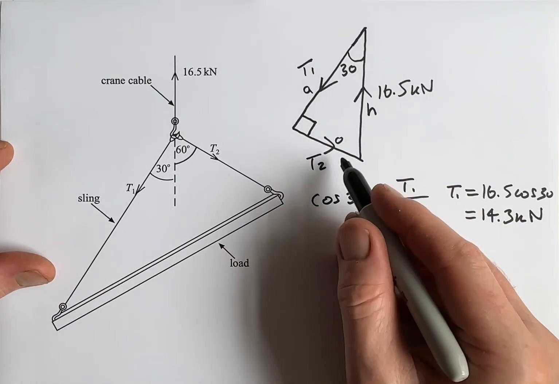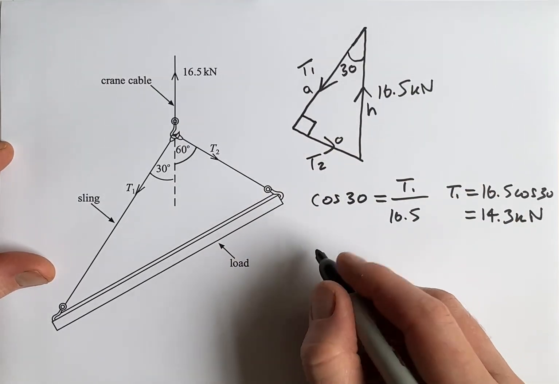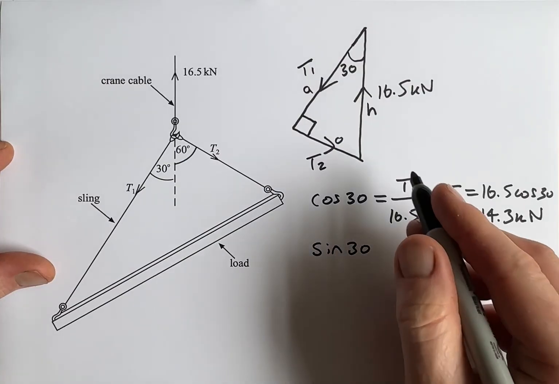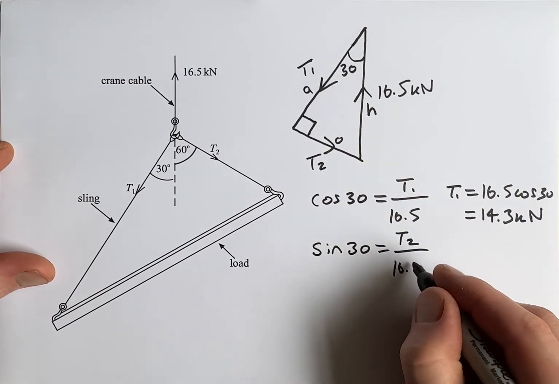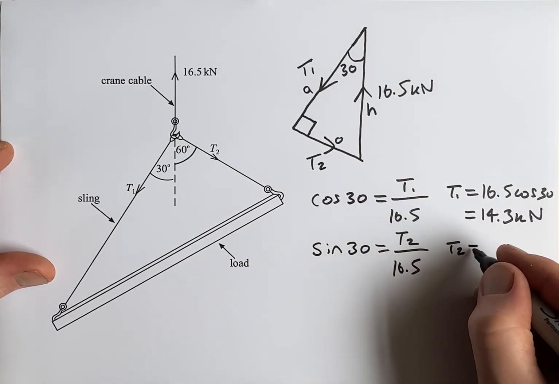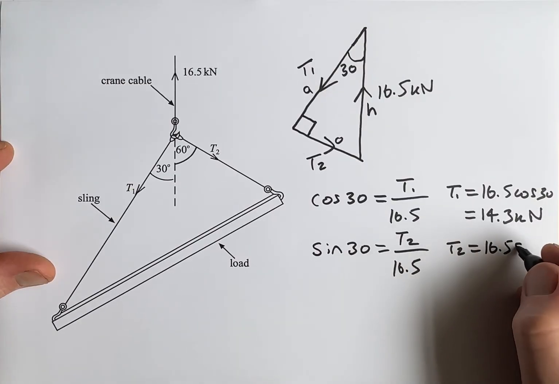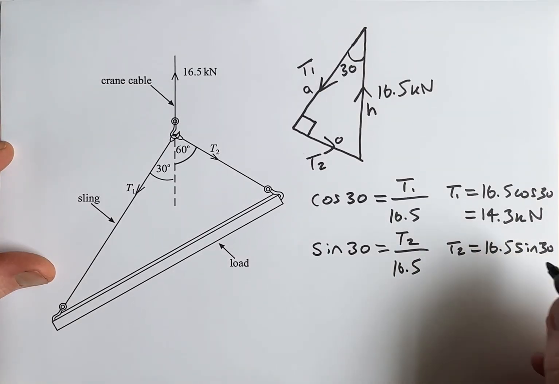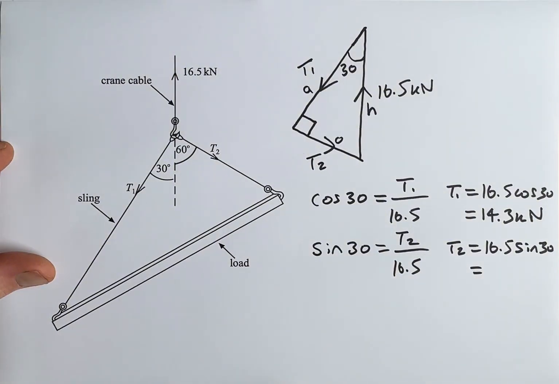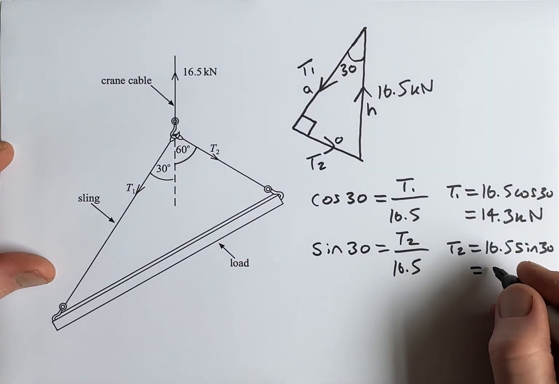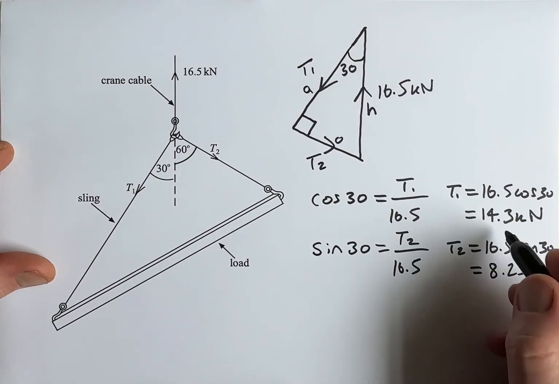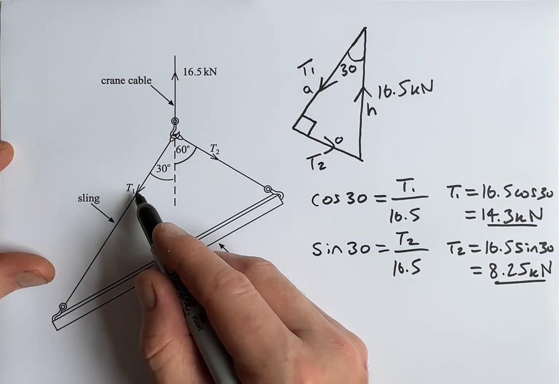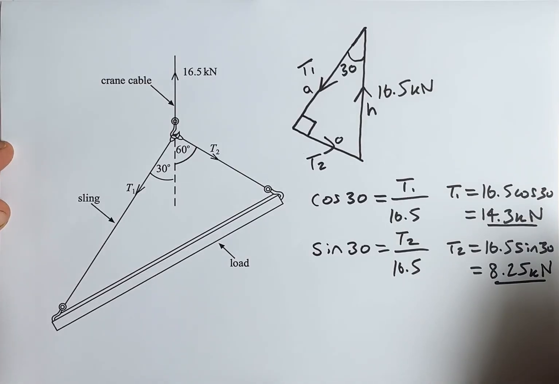And then to work out T2, we're going to use opposite over hypotenuse, so we're going to use sine here. Sine of 30 is opposite over the hypotenuse. If we rearrange that, we get T2 equals 16.5 sine 30. Make sure your calculator's in the correct mode, that it's in degrees, not radians. That will give you 8.25 kilonewtons. And there's your answer. We've now worked out these unknown values. There we go.